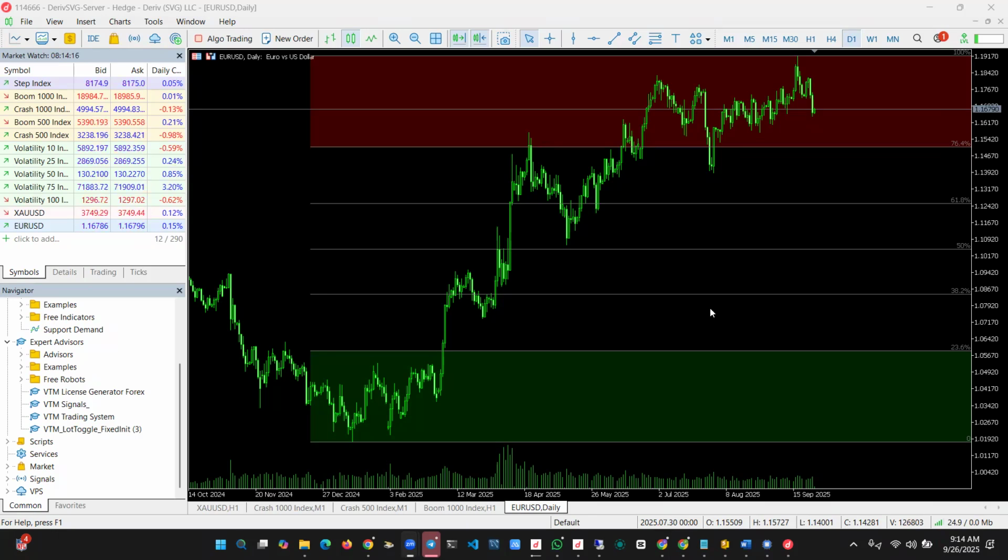Okay, today is day 2. Yesterday, we talked about lot size and risk management. Today, let's quickly talk about how you can identify your support and resistance zone, and as well, how to draw your support and resistance. Okay, I'm going to do this quickly.